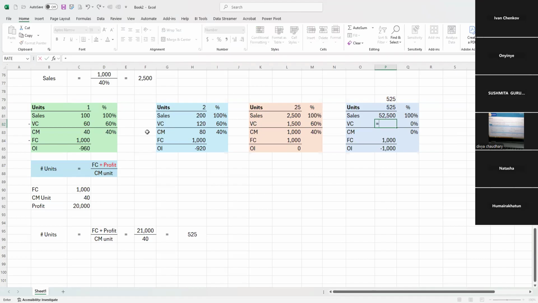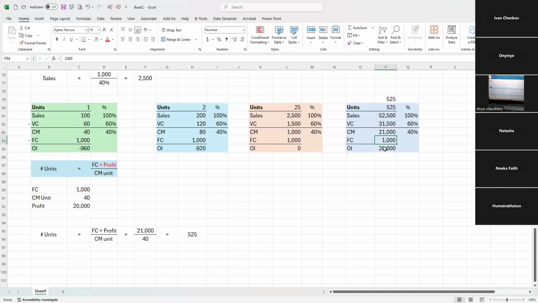Variable cost, how much will be my variable cost? 60 times 525, 31,500. How much is my contribution margin now? This one minus this one, 21,000. How much should it be to get the 20,000? There should be 21,000. Did they get 21,000? Yes. Did this cover my fixed cost? Yes. Did they get what they wanted? Yes.